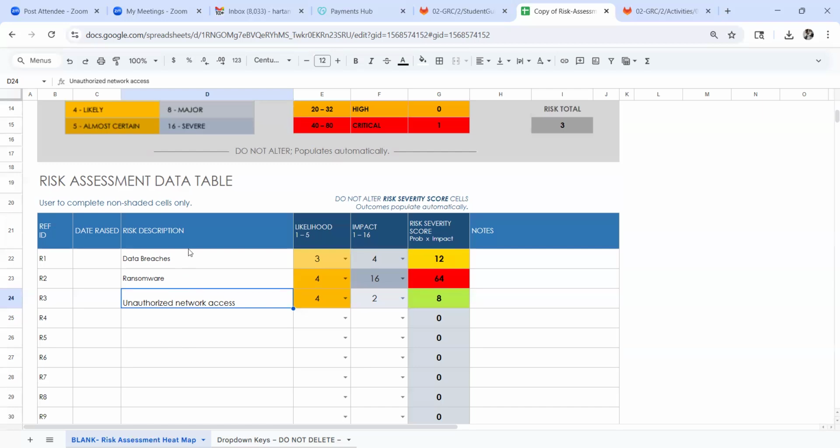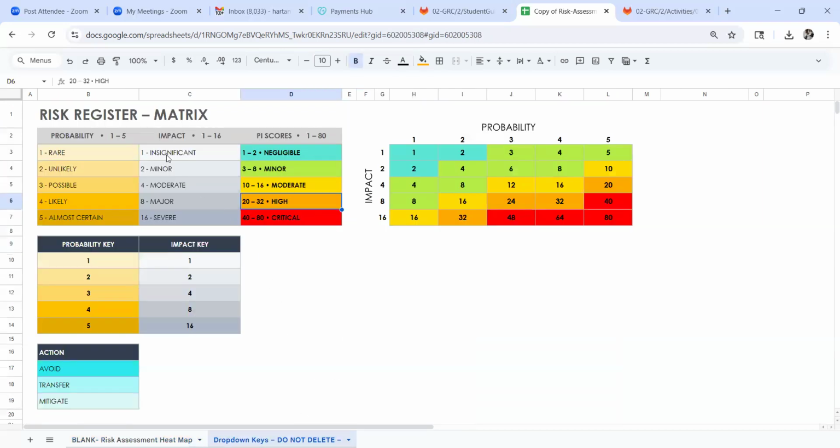So then risk description, and then likelihood. Likelihood is the probability that the event will happen, 1 to 5, refer to the drop down key for description. Impact is the monetary impact of the event: 1, 2, 4, 8, 16, refer to the drop down key for description. So for impact, how do you refer? Drop down key, description, impact. You see, impact 1 is insignificant, 2 is minor, 4 is moderate, 8 is major, 16 is severe.